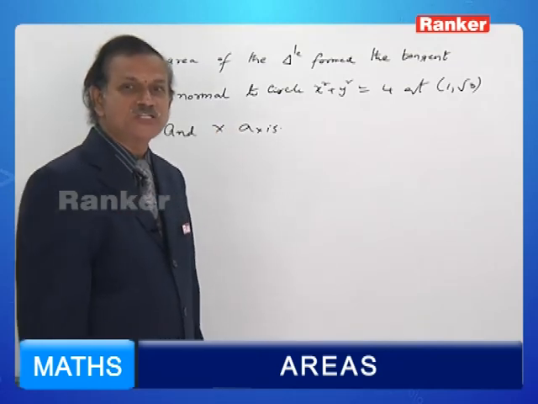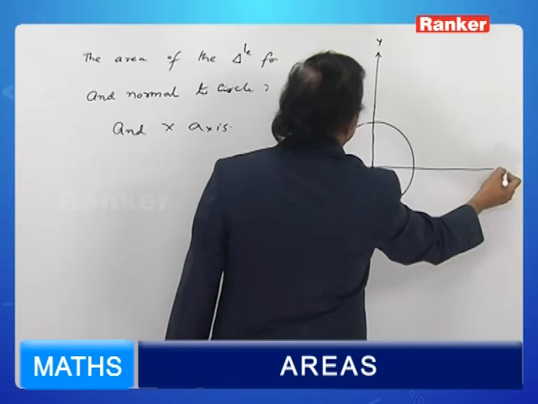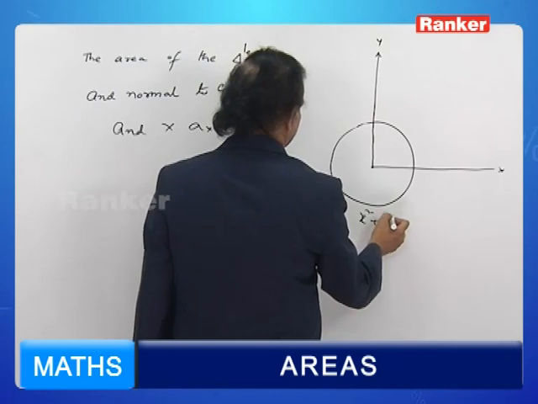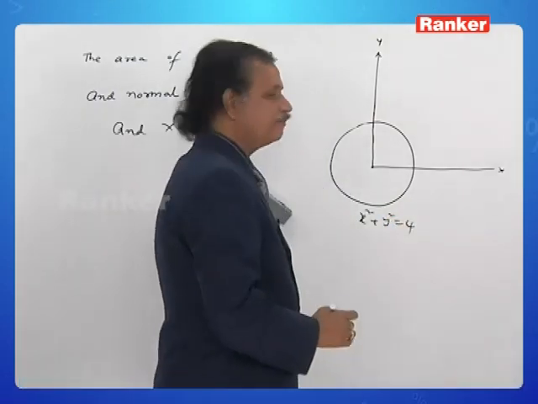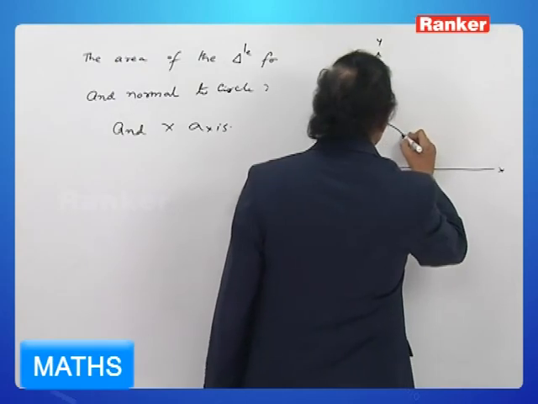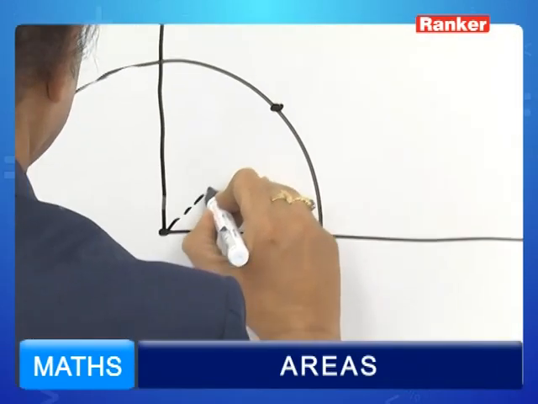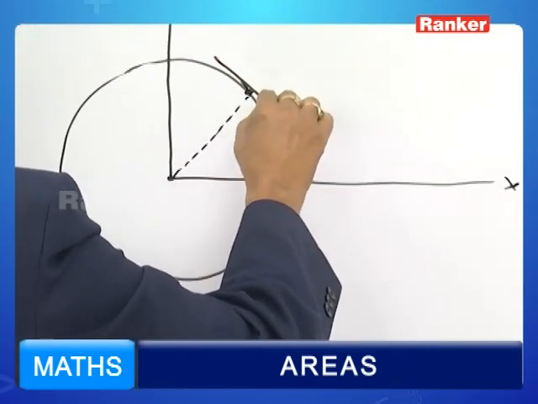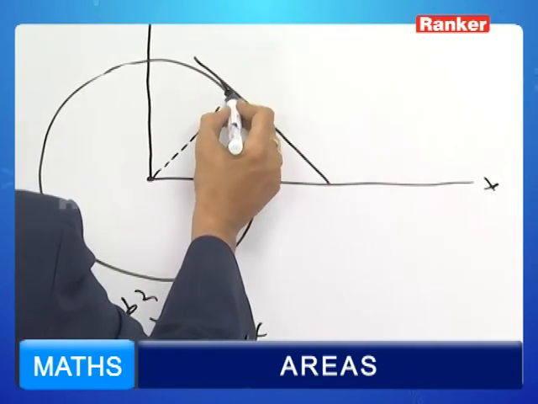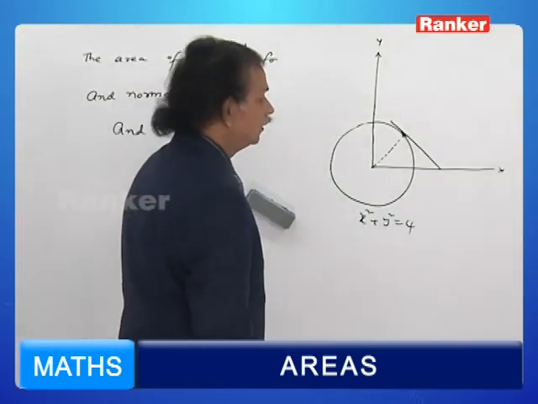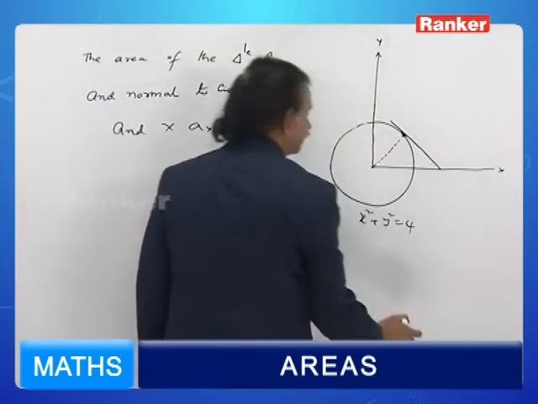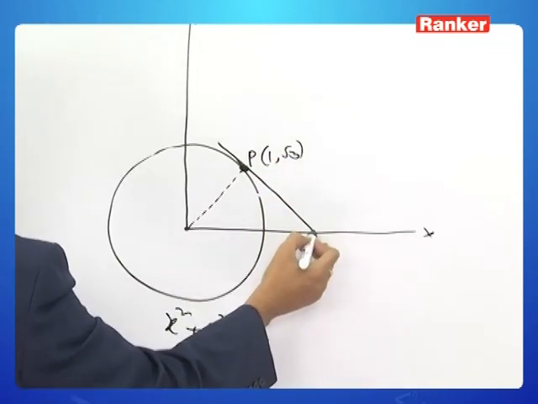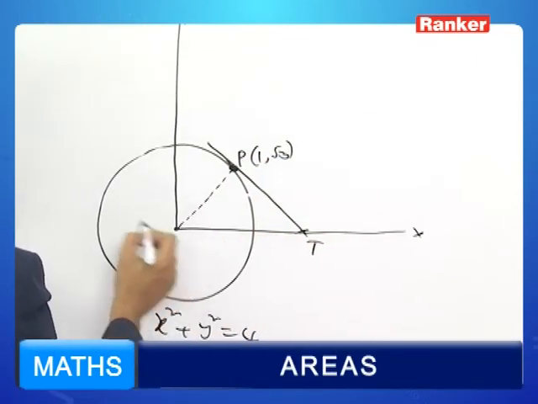Let us view the picture. This is the y-axis and this is the x-axis. And this is of course the circle x square plus y square is equal to 4. At a particular point, what is the point? (1, root 3). A tangent has been drawn. Let this be the given point P (1, root 3) and let this be the point T. Let this be the origin.